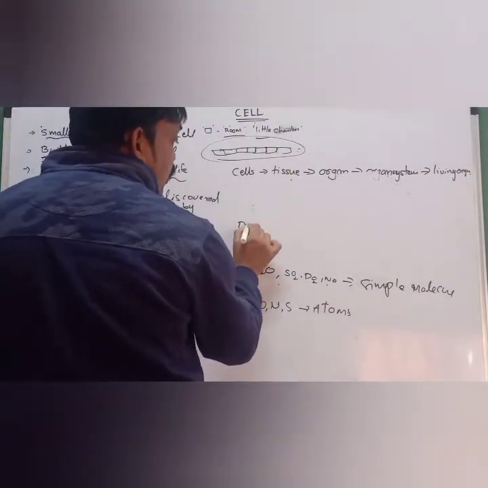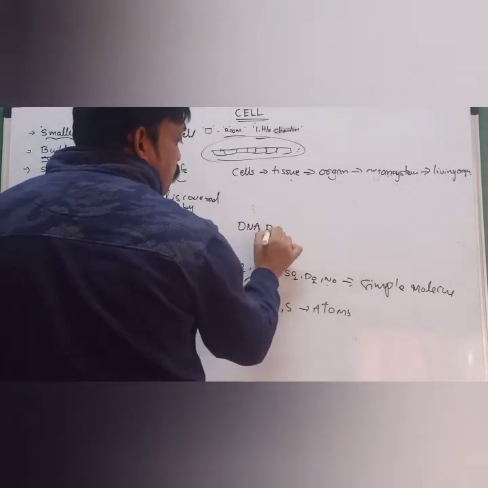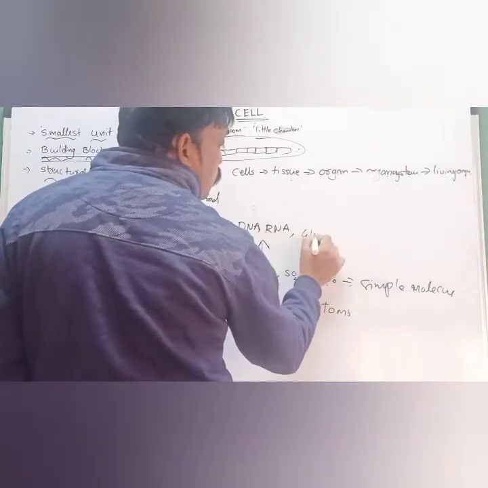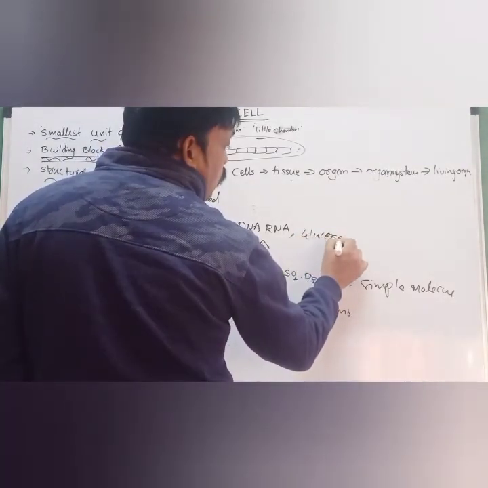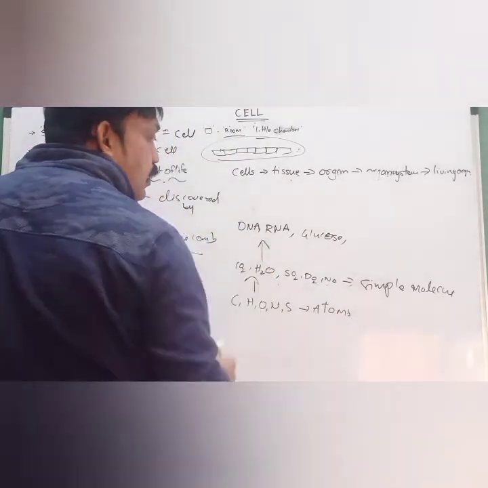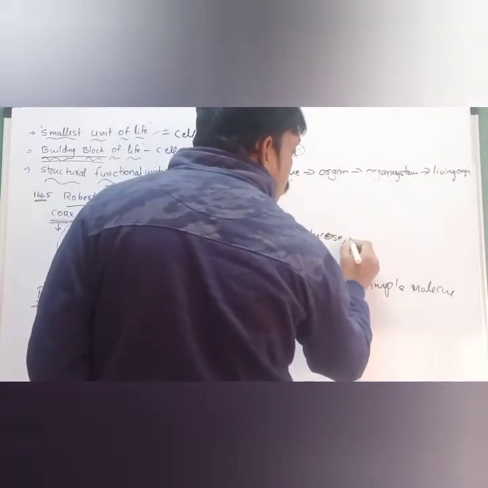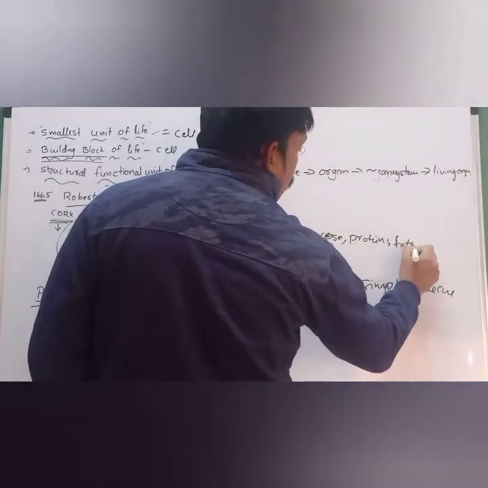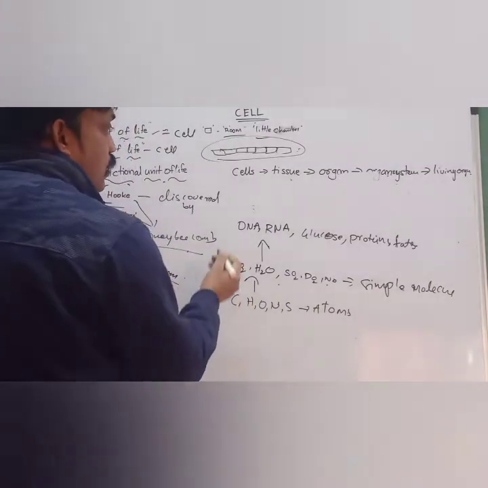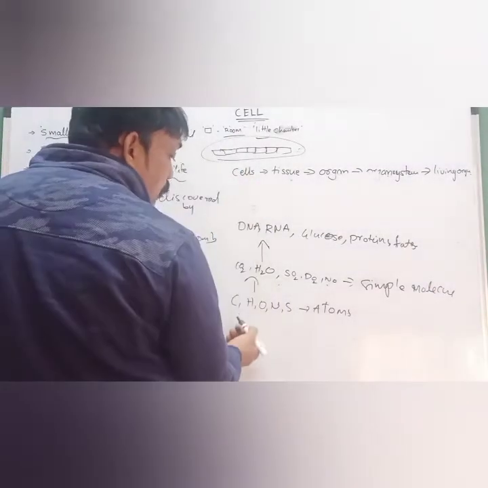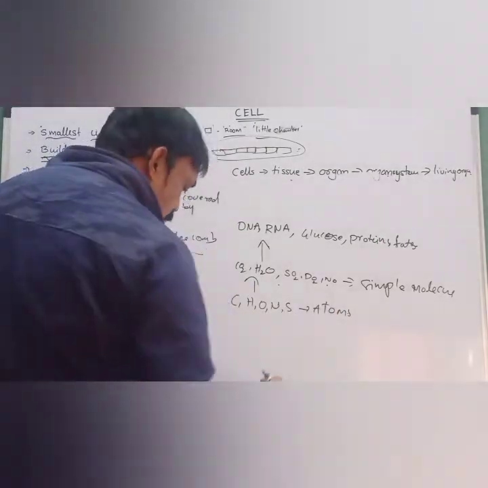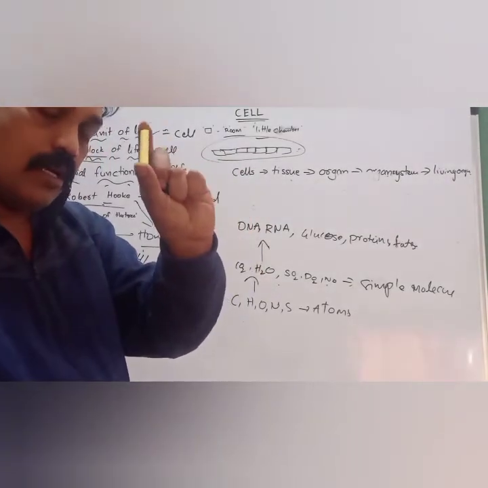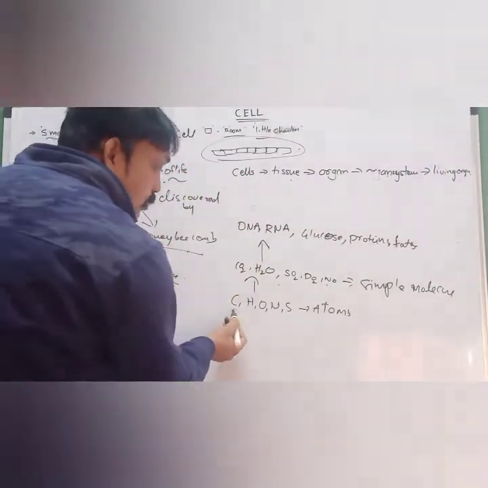Complex means what? DNA, RNA, glucose, and nucleic acids, nothing but DNA, RNA, and also proteins, fats. Okay, that means before the cell, how is the cell made? The cell is made up of the same thing, atoms only. How? This piece of chalk is made up of small particles, atoms, molecules, and finally matter. Same, our cells are also made up of what?